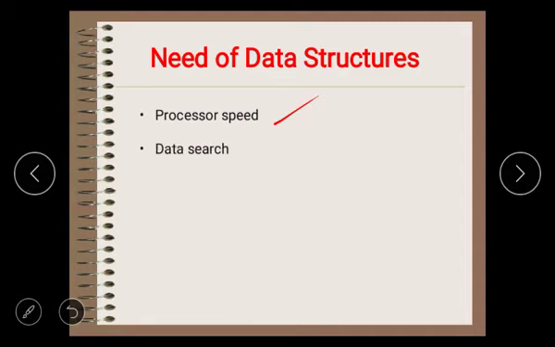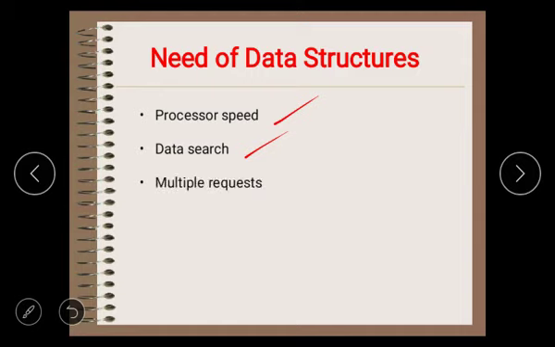And the second one is data search. Consider an inventory size of 10^6 items in a store. If our application needs to search for a particular item, it needs to traverse 10^6 items every time. It results in slowing down the search process.